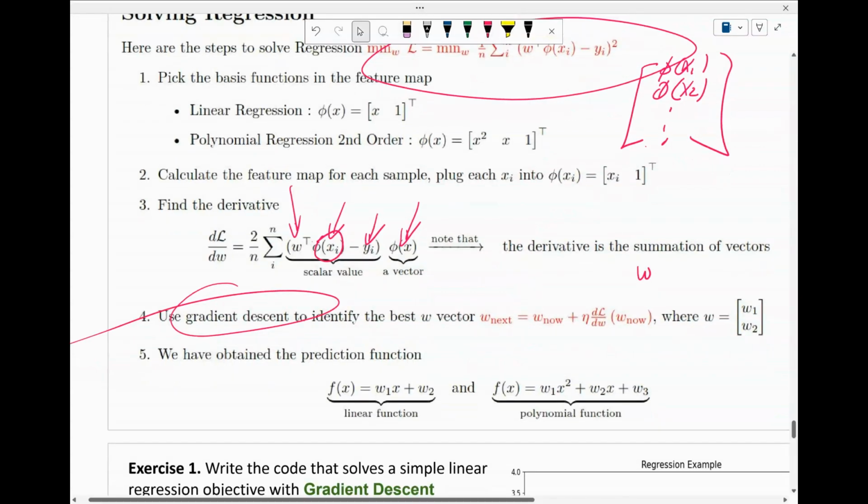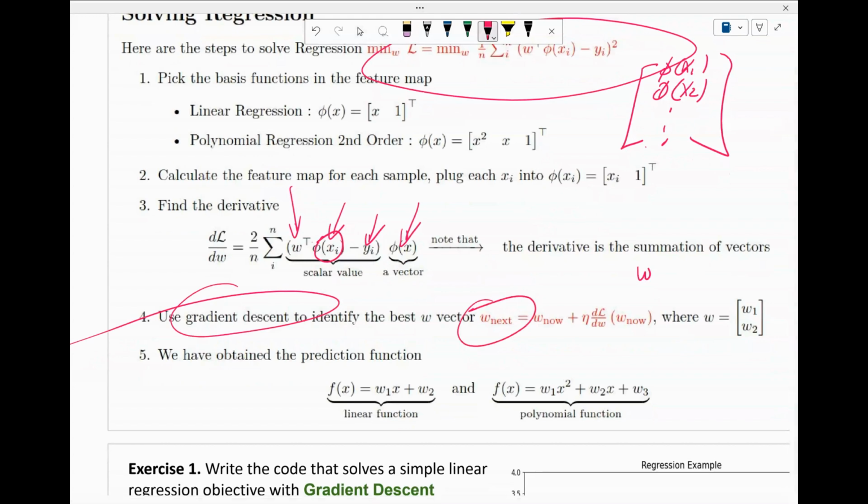Finally, you reach a stable point where your W is not changing anymore. When that happens, you know that you have W1, W2. You simply plug them back into the function, which was the basis of your assumption. With a linear function, you will have W1, W2. With polynomial, you would have W1, W2, W3, three dimensions. Once you find all three of them, you have the function. That's it. That's how regression works.